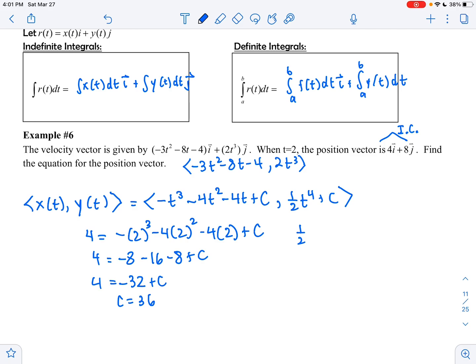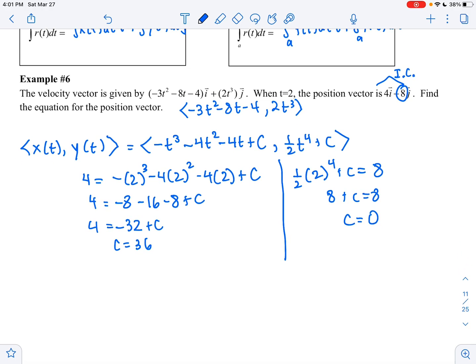Now if you do the same thing, so this is separated into two parts, 1/2 times 2 to the 4th plus c must equal the 8 that you see as the initial condition. And so if we take half of 16, we do get 8. So 8 plus c is equal to 8, or in other words, c is 0. So our final answer, the position vector, x of t, comma y of t, must be equal to negative t cubed minus 4t squared minus 4t plus my constant 36, comma 1/2 t to the 4th plus 0, or we don't have to write that out.